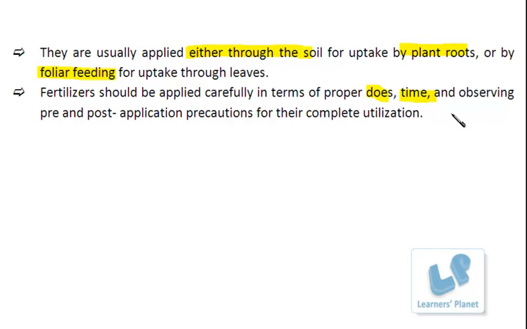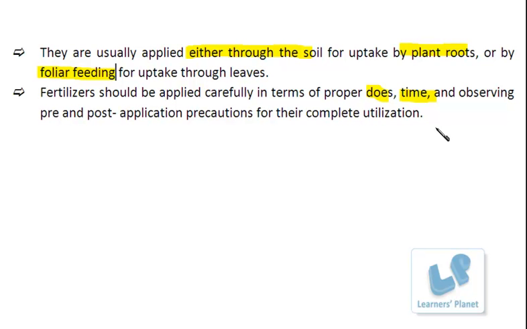So these elements, when they are added in extra quantity in the surrounding fields, can become the cause behind pollution. Which pollution? Air pollution, soil pollution, as well as water pollution. Since these elements, if they are high in concentration, can cause different types of damage.